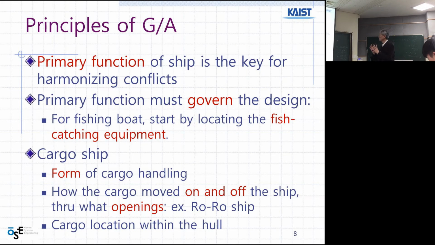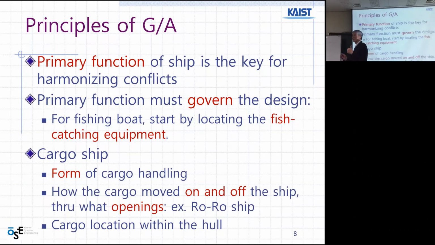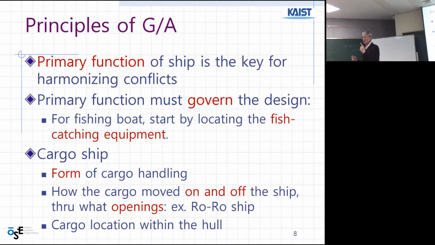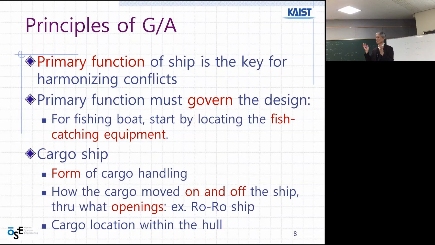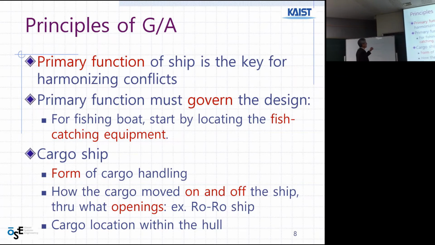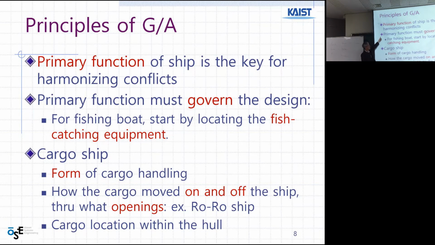And the primary function of the ship is the key for harmonizing conflicts among locations. So this building, what is the primary function of this building? Teaching, right? So classrooms should be the most important compared to other functions. You may see that there are some offices on the first floor and fifth floor, but they are on the side. Classrooms are the most important, in the central position. So if there is a conflict, the primary function must govern the design, right?